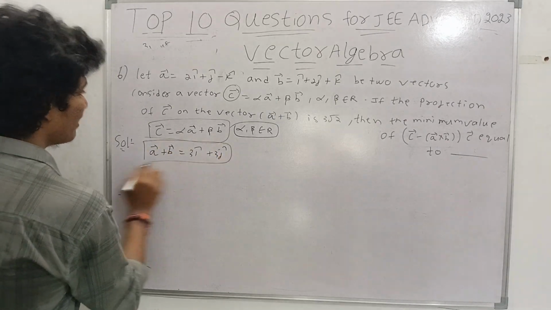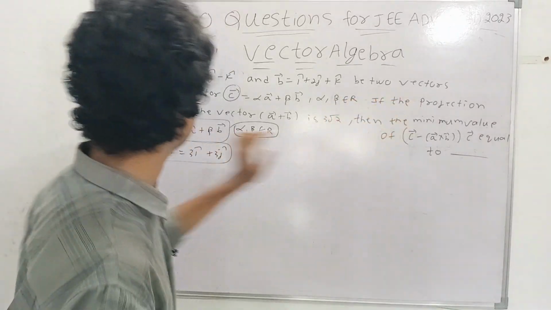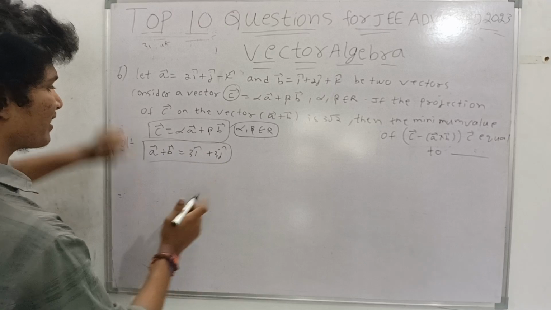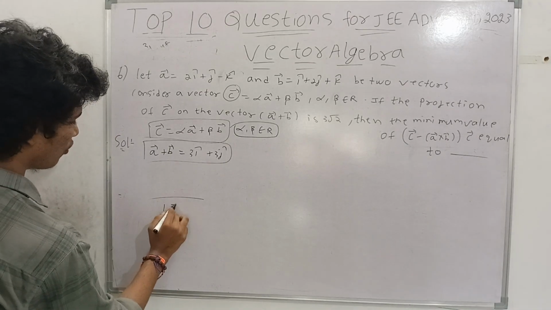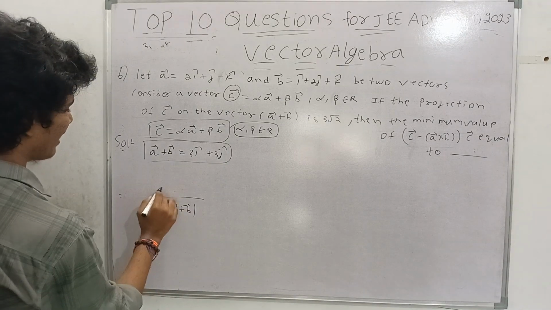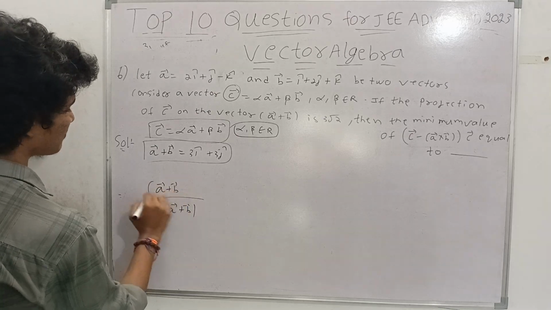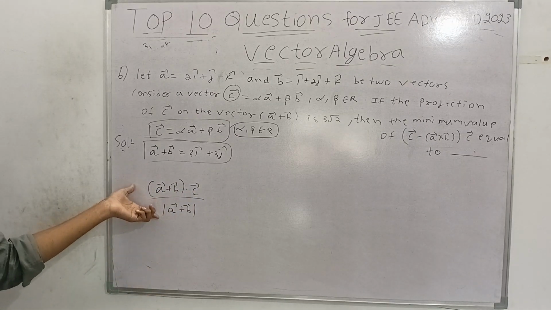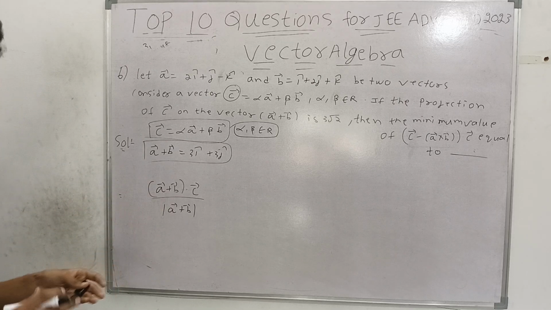This is A vector plus B vector. Now they are asking for the projection of C vector on the vector A plus B, so we write it down here, and in the top we write (A plus B) dot C. Do you understand, guys, why I wrote this thing?